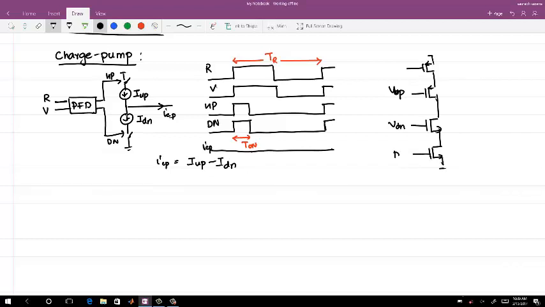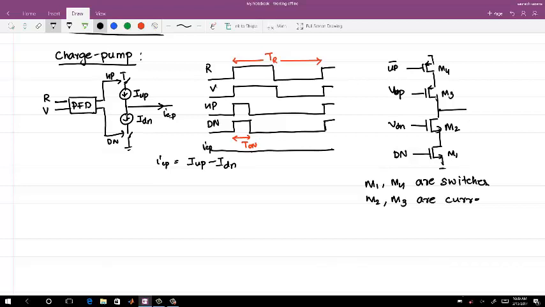So this one is down, and because it's a PMOS, this will be up bar. Okay, so M1, M2, M3, M4. Whether we are going to use this design or not, we will see that later. But this is the easiest replacement for the ideal block which I have just shown you. Here M1 and M4 are switches, and M2 and M3 are current sources.